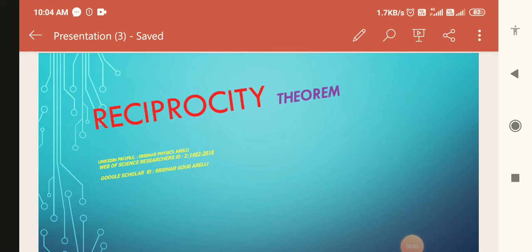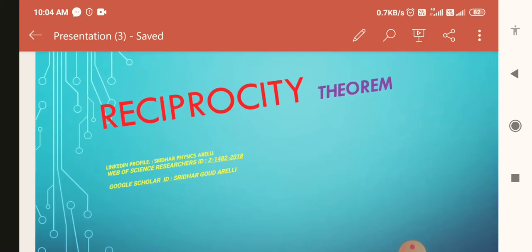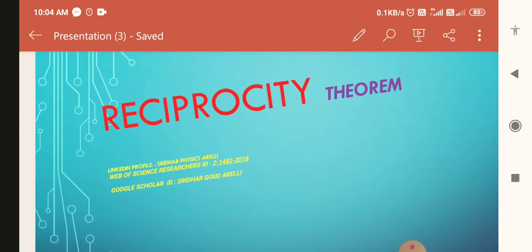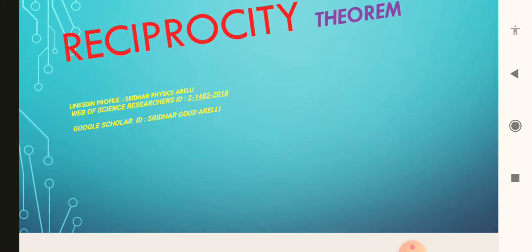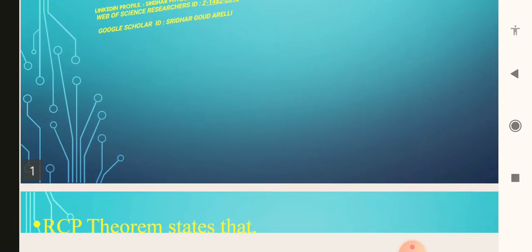Welcome to today's topic, the reciprocity theorem. In network theory, the reciprocity theorem is an important topic to analyze AC and DC circuits. Let's see what the statement is.